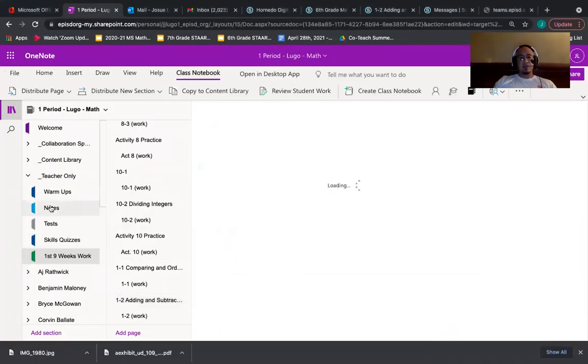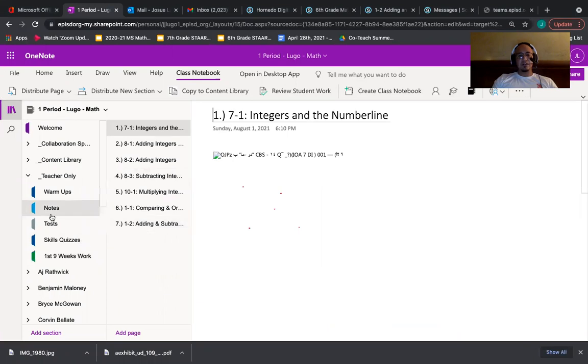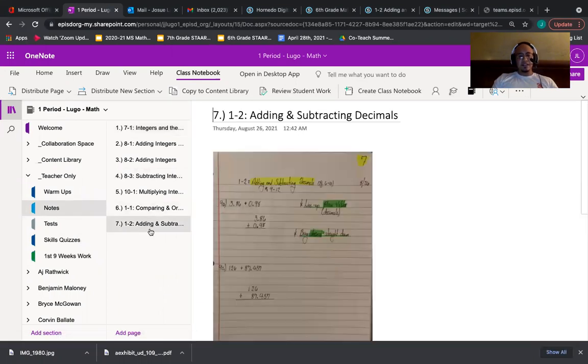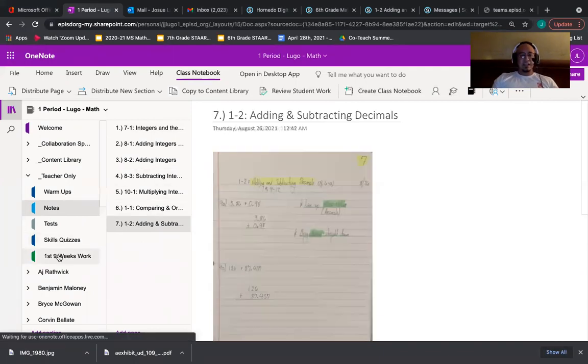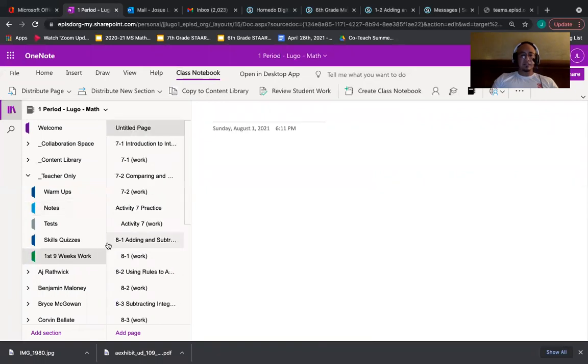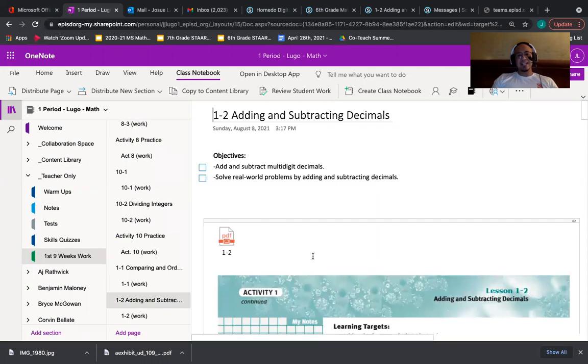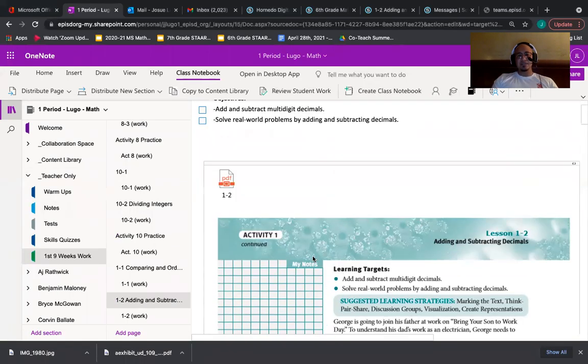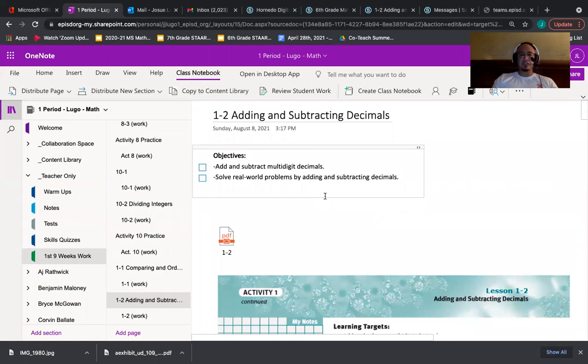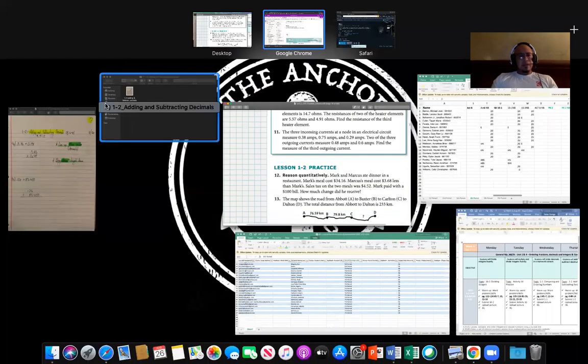And the notes that we're about to see, of course, are there under the notes section. This is our 7th lesson, so you will find that there in the table of contents. And today, we're going to go to first 9 weeks work in 1-2, adding and subtracting decimals. And once again, we're going to be using our book quite a bit, but I don't believe this lesson is as complex as yesterday's necessarily. Okay.